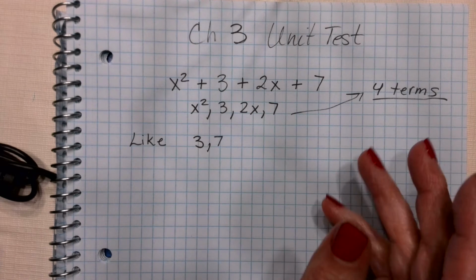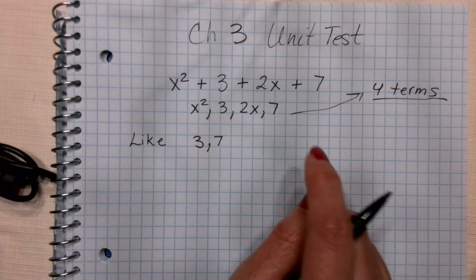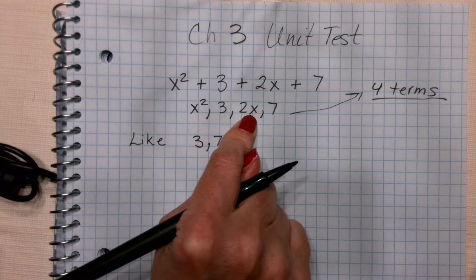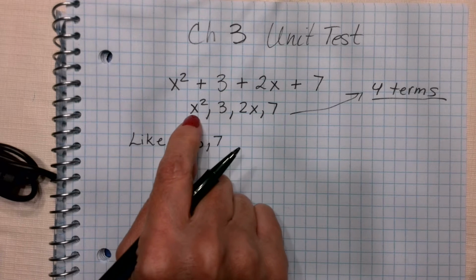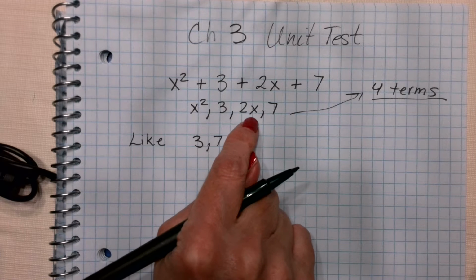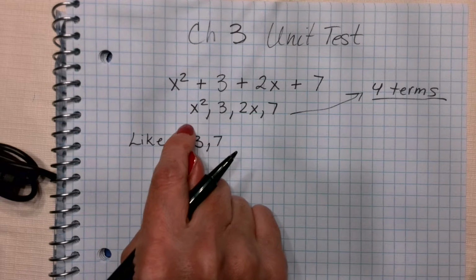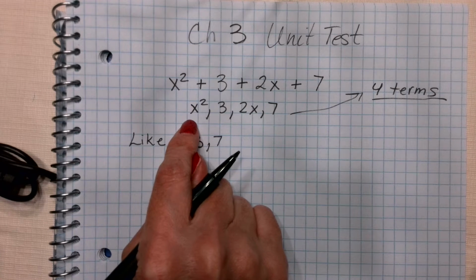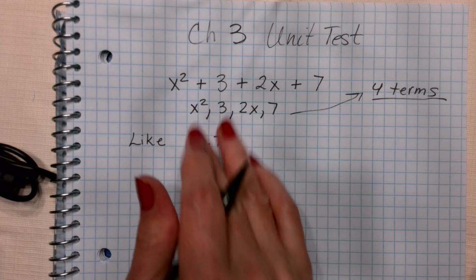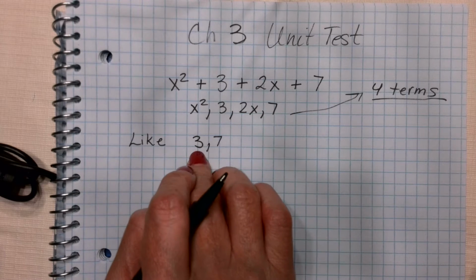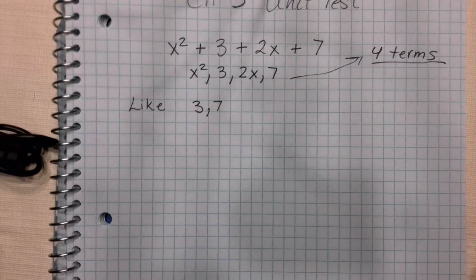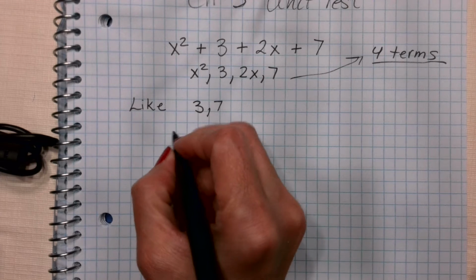So I know you're thinking a common mistake is, well, hey, Mrs. Griffin, this has an x squared and this has an x as well. But you'll notice that this is x to the second power and this is just an x. So even though they both have x's, they're not a variable to the same degree or the same power. They're different. They're not the same. So the only ones in this expression that are alike are 3 and 7. So let's go ahead and take a look at the next problem.